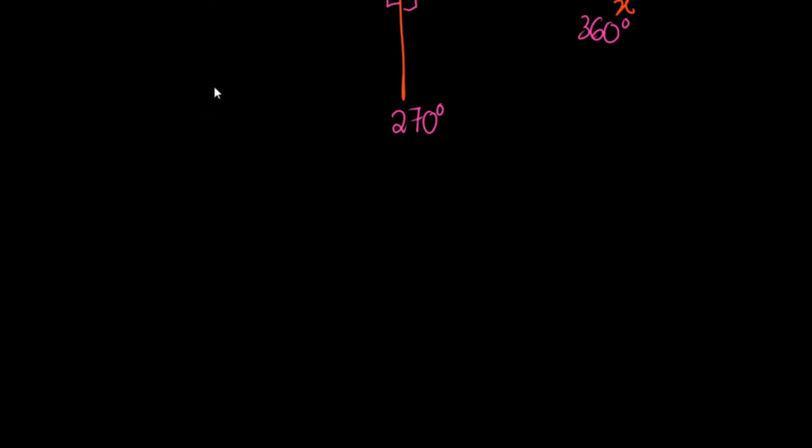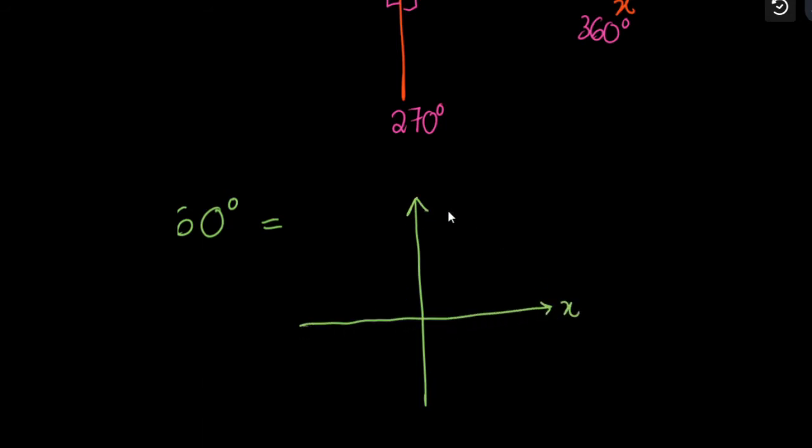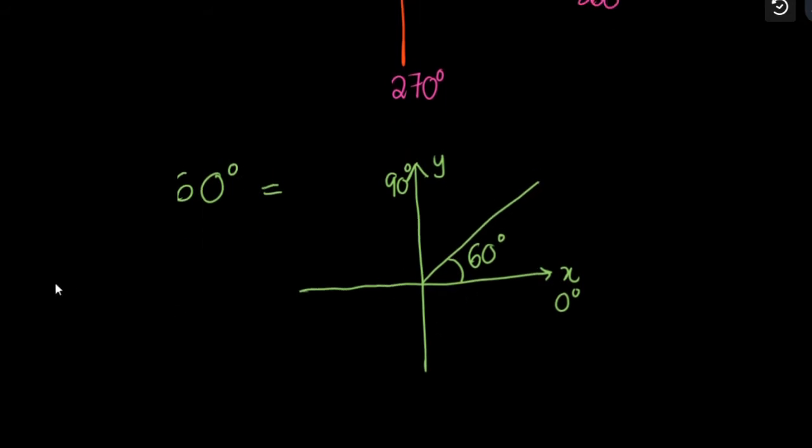Let's say you need to draw 60 degrees for your quadrant. How will you draw? Make sure you use a ruler. Draw your x-axis and your y-axis. So 60 degrees will be where? This is your 0, starting here. Here is 90. So your 60 degrees will be somewhere here. Correct?